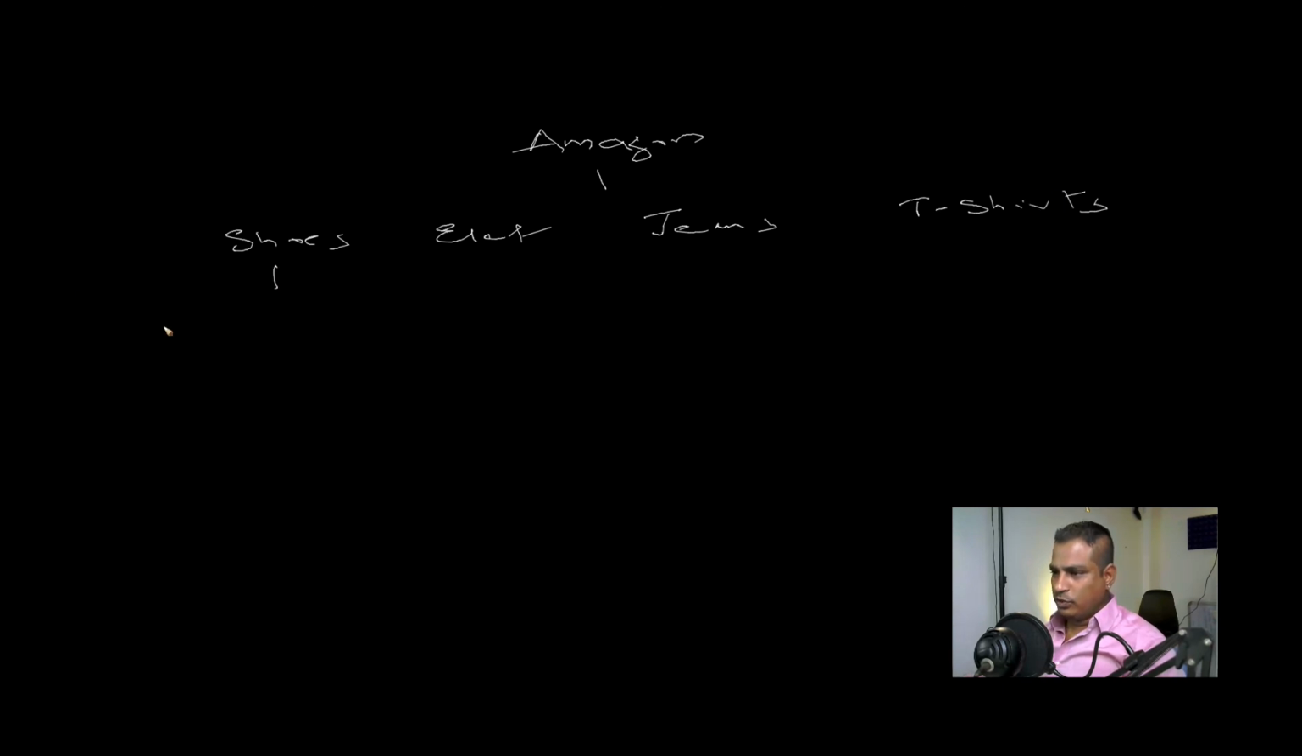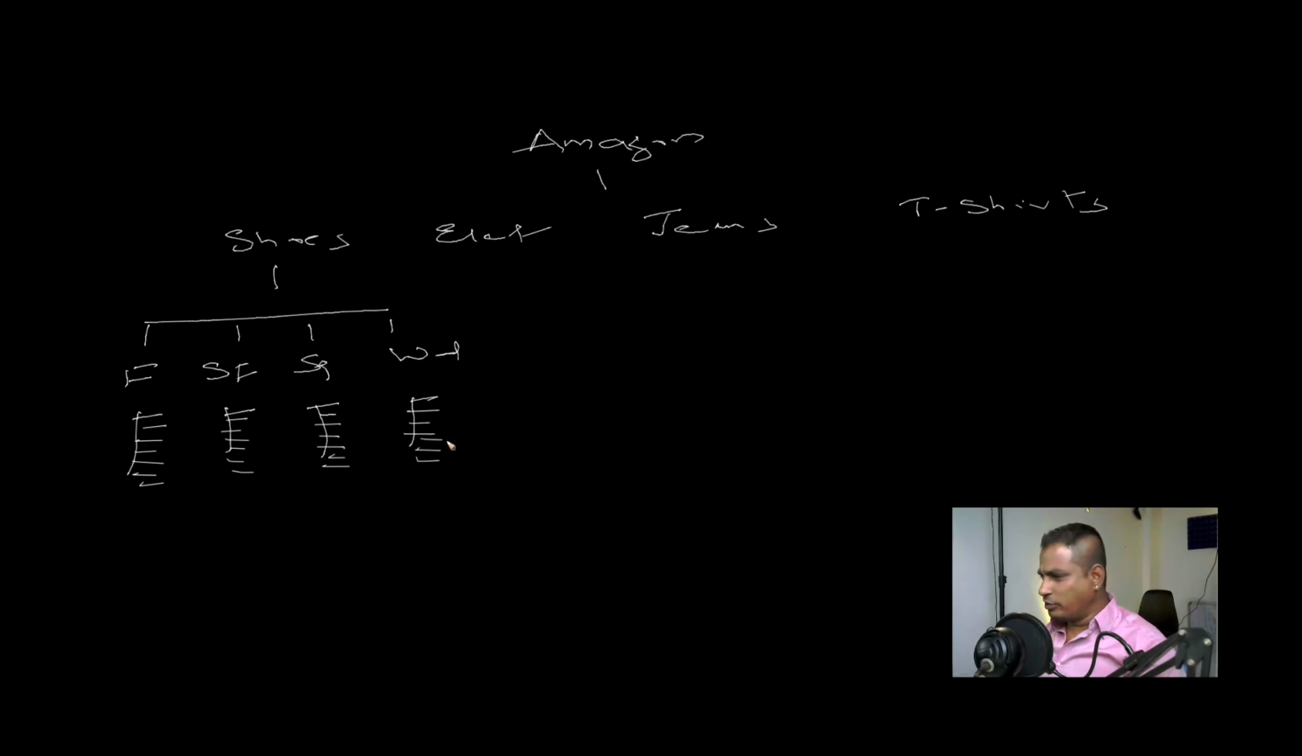Now, shoes is the campaign. So, what can be the ad groups? Your ad groups can be things like formal shoes, semi-formal shoes, sport shoes, walking shoes, right? And your keywords will only talk about formal shoes here. In this ad group, it will only talk about semi-formal. In this ad group, it will only talk about sport shoes. Here, it will only talk about walking shoes, best walking shoes for men, walking shoes for women, etc.